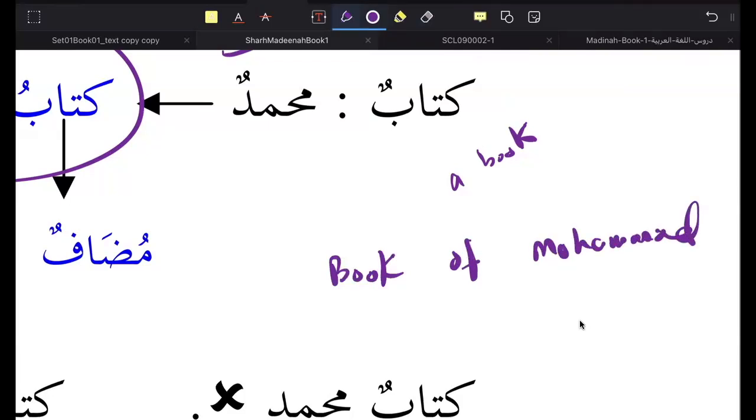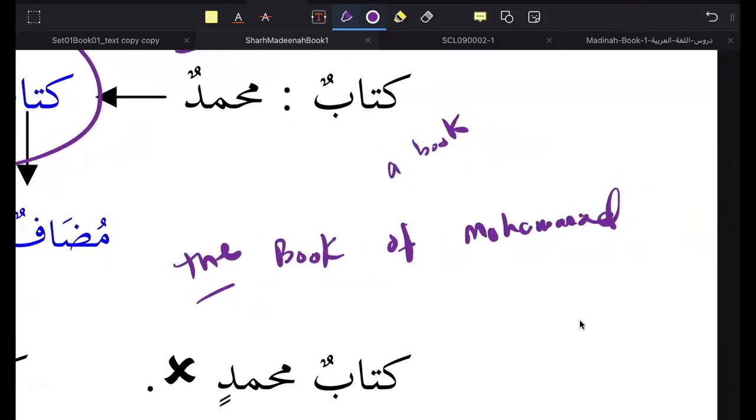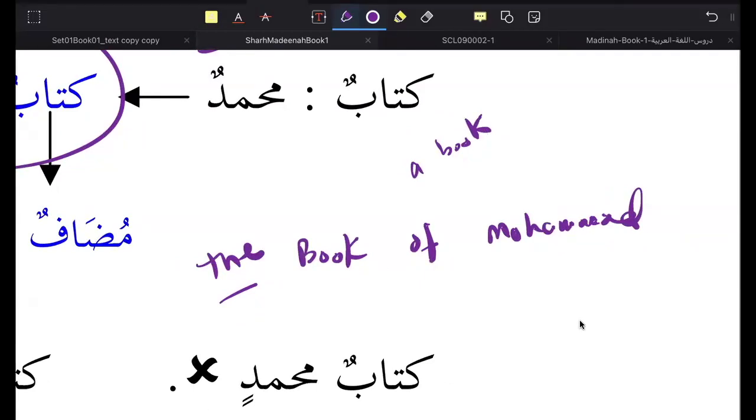Now, when we say Book of Muhammad, with this kind of construction, we're not talking about a Book of Muhammad. It is actually the Book of Muhammad. So we need the "the" here. So, the Book of Muhammad. I'm not focused on this one so much right now. Let's stick with the structure for now.